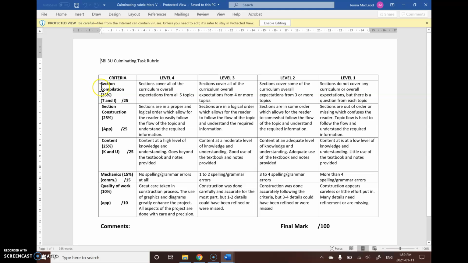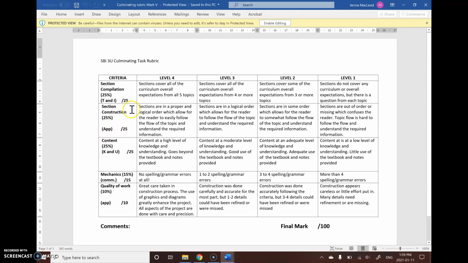So this section, I can't say this word, compilation. So this is going to be your thinking. This is about 25% of this mark, so you get 25 marks. Sections cover all of the curriculum and overall expectations from all 5 topics. And then it goes down from there.